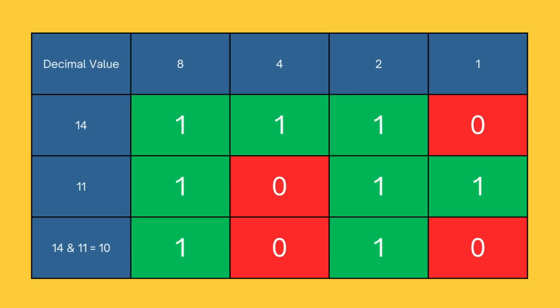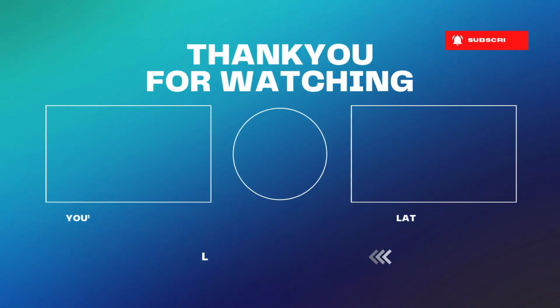Putting it all together, we get 1010 in binary, which is 10 in decimal. That's why 14 and 11 equals 10. The bitwise AND compares each bit and only returns 1 where both bits are 1. So that's the bitwise AND operator.